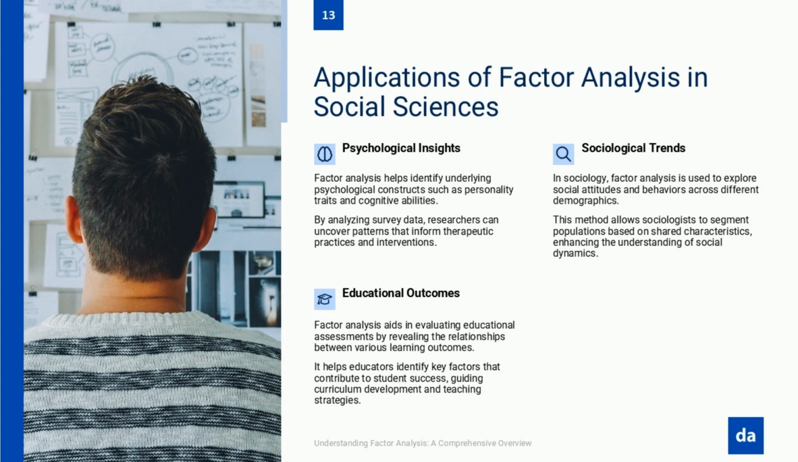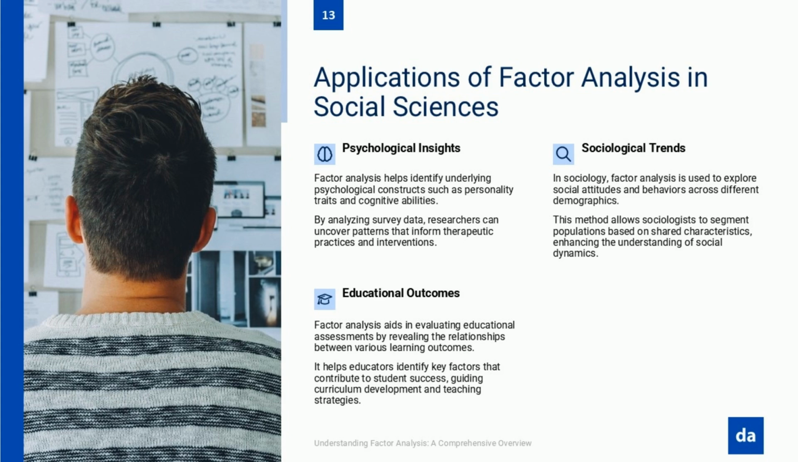In sociology, factor analysis is used to study social attitudes and cultural values. Governments and researchers use it to group populations based on shared perspectives, whether it's political ideologies, consumer behaviors, or social trust levels. Instead of treating every survey response as an independent opinion, factor analysis helps uncover larger societal trends. It's the reason we can talk about generational shifts, like how Gen Z and millennials have different work-life priorities compared to previous generations.